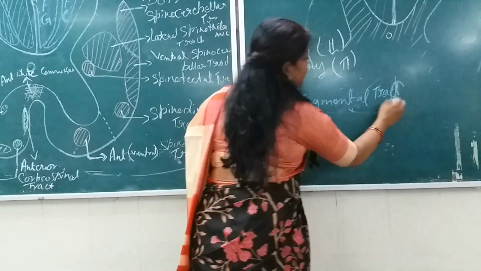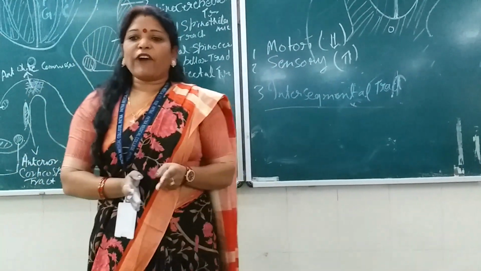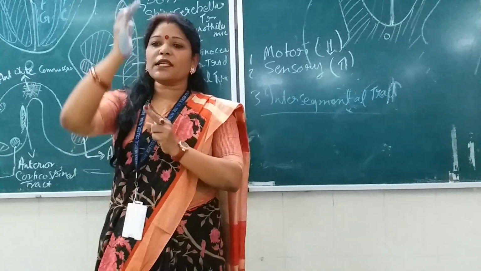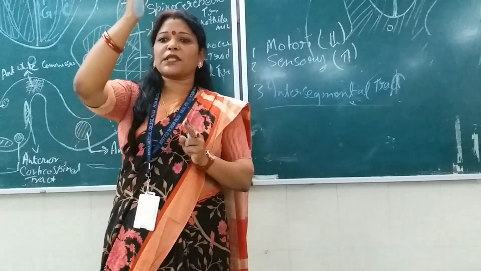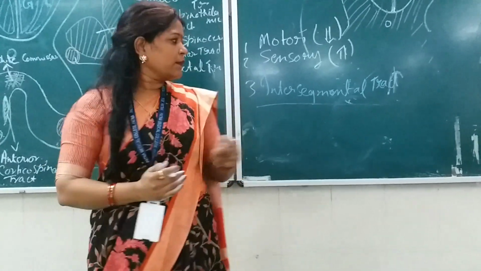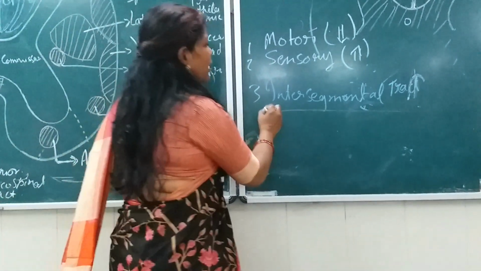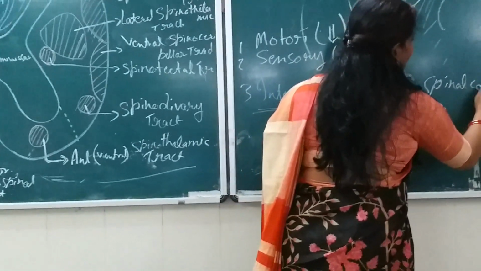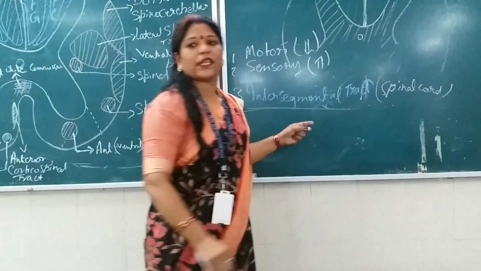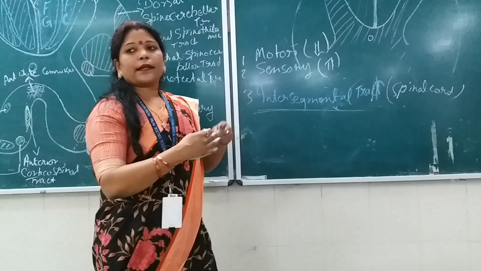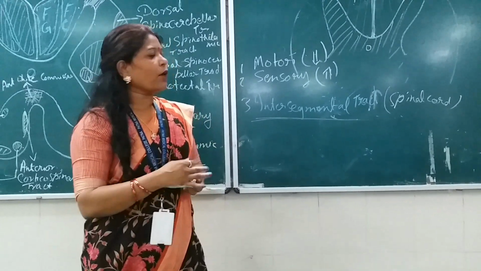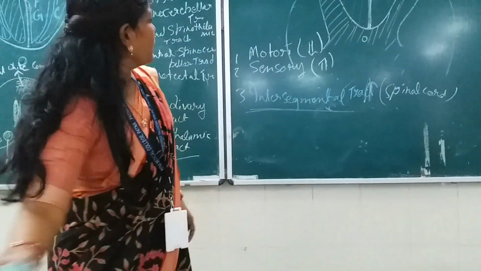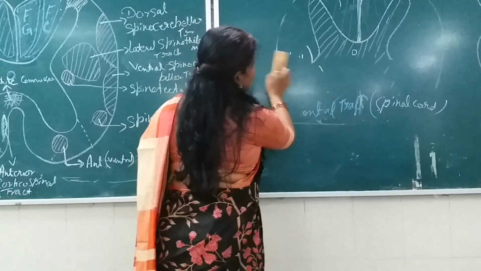And the intersegmental tract is the tract whose fibers or axons connect 2 to 3 segments of the spinal cord, some segments above, some segments below. That means it is confined to the spinal cord only. This is known as the association tract, which interconnects 2 to 3 segments of the spinal cord for its function. So there are 3 types of tracts here: motor, sensory and intersegmental.